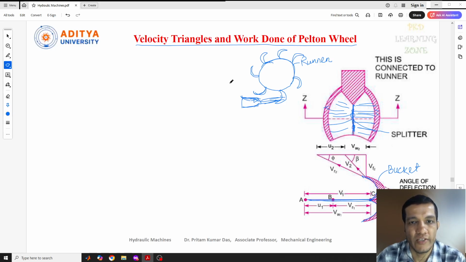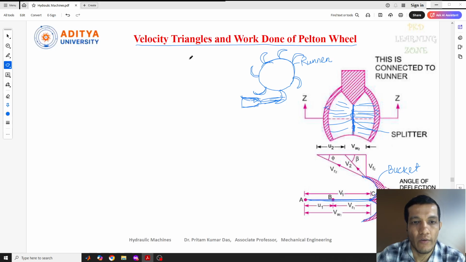We'll draw the velocity triangles and derive the force and work done of the Pelton turbine. This is all about how it works. The outlet triangle was already drawn in the previous topic we discussed, the impact of jets. Here, a number of curved blades are fixed on a runner.